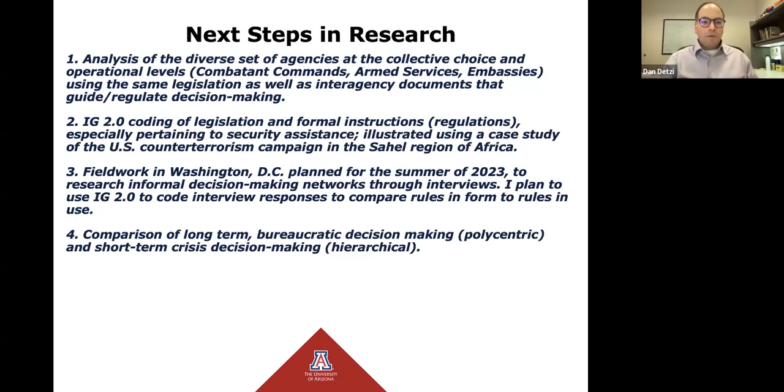So my next steps in research here: analysis of these diverse agencies under the formal decision-making constructs. So the combatant commands, the armed services themselves, the embassies. When I say the national security construct, I don't just mean DOD or the military. The State Department has a big part to play in these decisions, especially in what I'm going to look at further, which is point 2, security assistance. So I'm going to narrow it down to looking at security assistance.